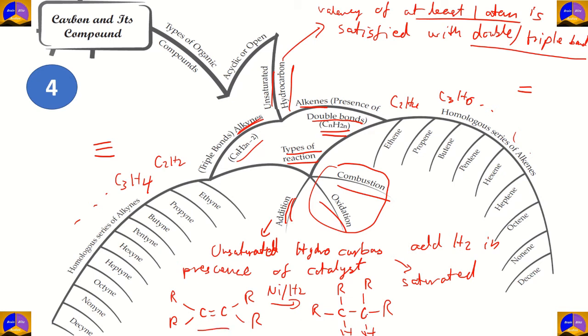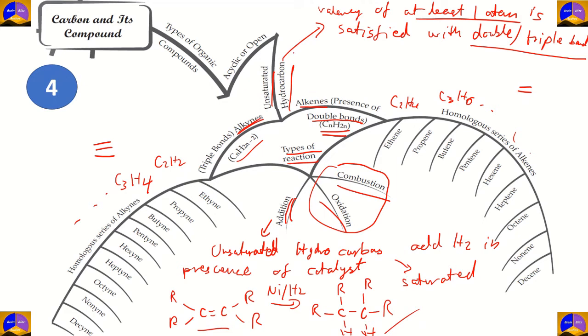So this left hand side is unsaturated, the right hand side is saturated. An important example for an addition reaction is when you take vegetable oil and it undergoes hydrogenation to form vegetable ghee, that is vanaspati. So formation of vegetable ghee from vegetable oil is a product of the addition reaction, so it undergoes addition reaction to form vegetable ghee, which is an important part of our kitchens.